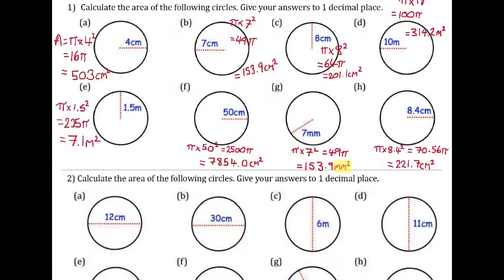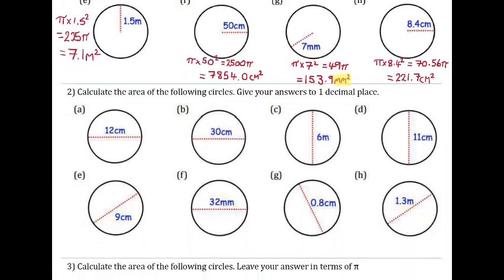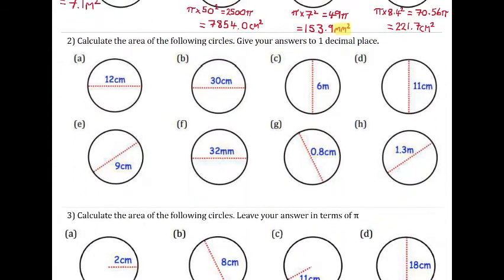Let's have a look at question 2. So on question 2, we've got to calculate the area again, and again to one decimal place. The only difference in this question is that we're given the diameters rather than the radiuses. So similar to one of the previous pages on circumference, when we're given the wrong thing, we need to find the right thing first. So we need to divide these diameters by 2 to find the radius. So in this question, the radius would be 6.